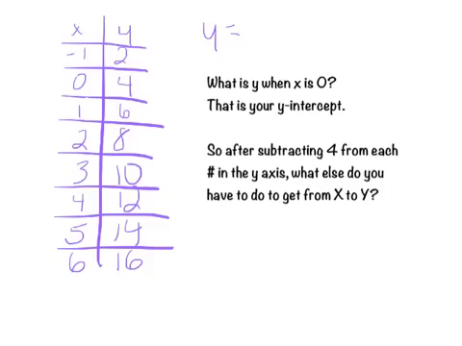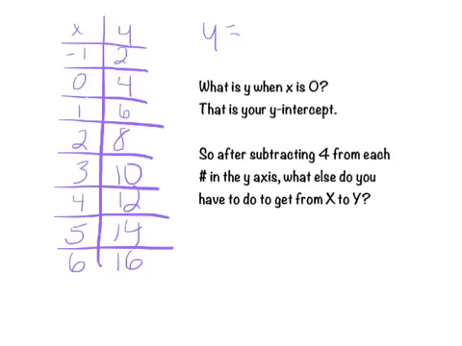Now looking at this data, the first question that we're going to ask is, what is y when x is 0? Okay, so I'm going to find, right here, x is 0, y is 4. That's our y-intercept. So I'm going to write that right here, 4, because I know that's my y-intercept. So the next part, after subtracting 4 from each number in the y column, let's subtract 4. Minus 4, minus 4, minus 4, minus 4 from each one.